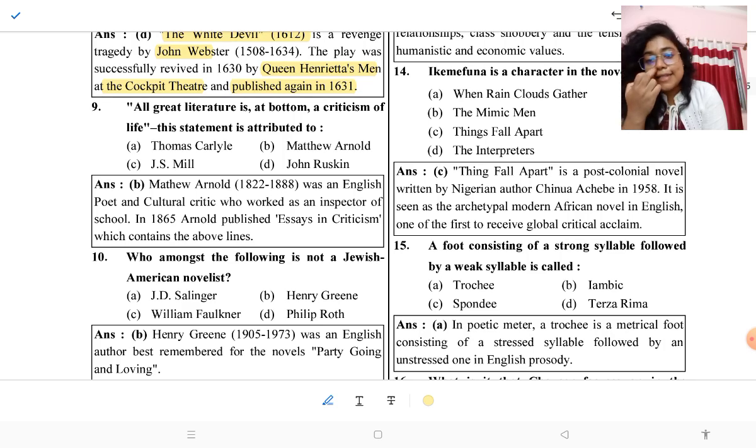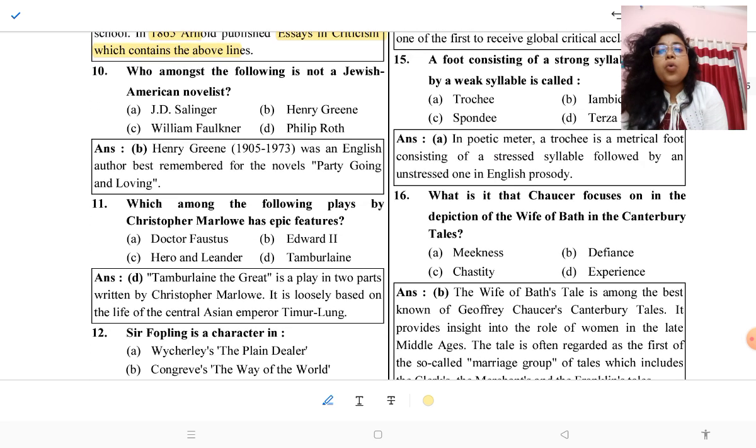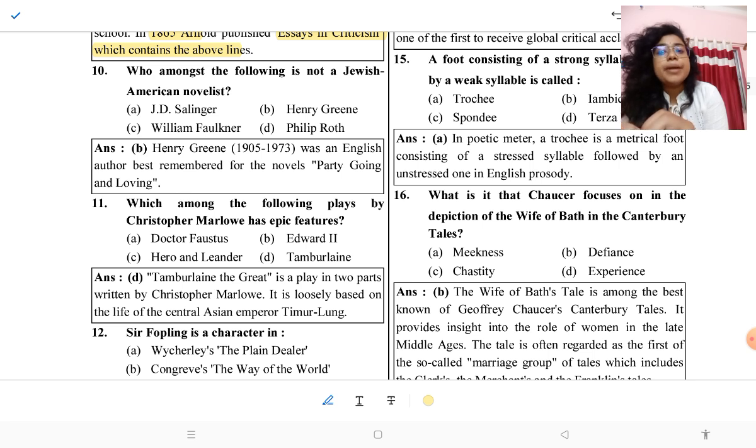"All great literature is at bottom a criticism of life." This is famously said by Matthew Arnold. Matthew Arnold, who was born in 1822 and died in 1888, was an English poet and cultural critic who worked as an inspector of schools. In 1865, Arnold published Essays in Criticism, which contains the above line that all great literature is at bottom a criticism of life. Then, who among the following is not a Jewish American novelist?